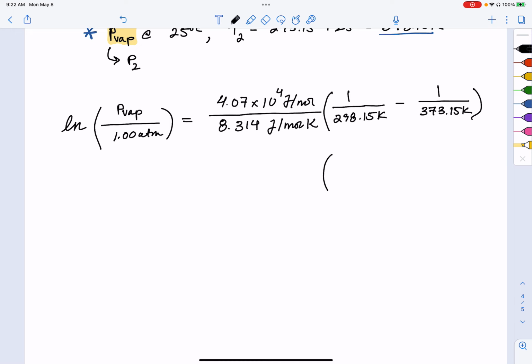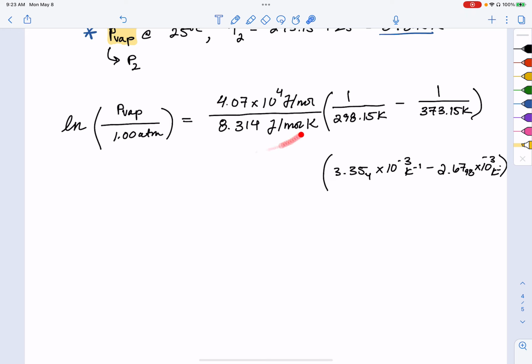So I've got 1 over 298.15 Kelvin. So this gives me 3.35, carrying that 4-digit, times 10 to the negative 3, and this is inverse Kelvin, minus 1 over 373.15. This gives me 2.67, carrying that 98, times 10 to the negative 3, inverse Kelvin. All right, I've now tackled those fractions.